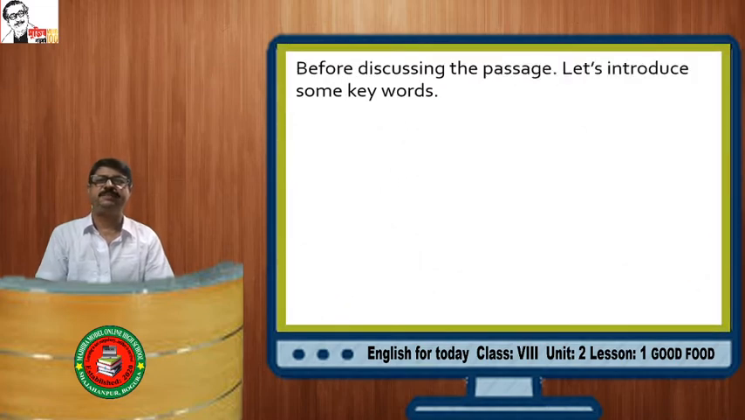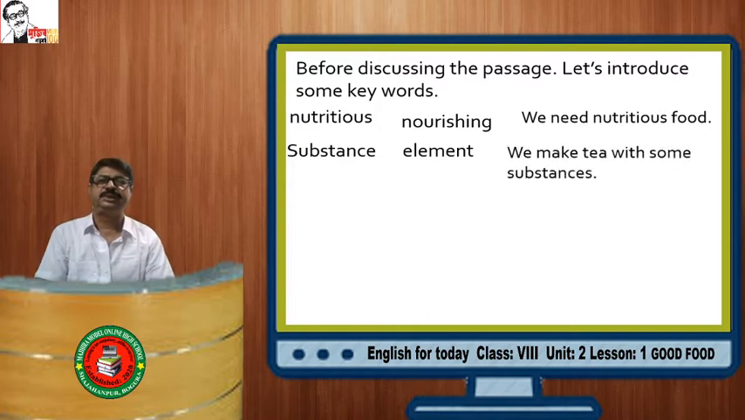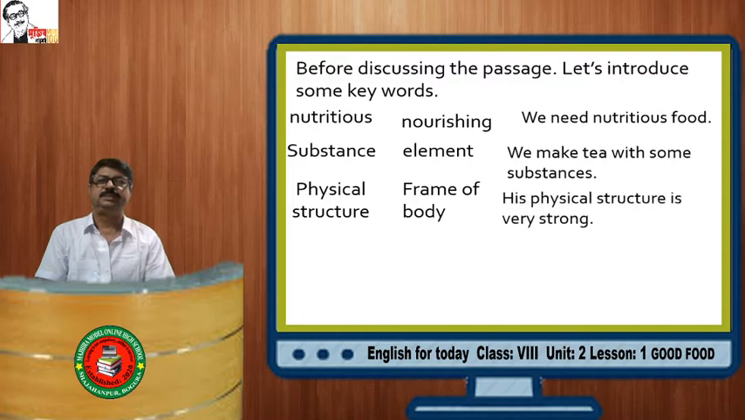Before discussing the passage, let's introduce some keywords. Nutritious. Nutritious means nourishing. We need nutritious food. Substance. Substance means element. We make tea with some substance. Next, physical structure means frame of body. His physical structure is very strong.